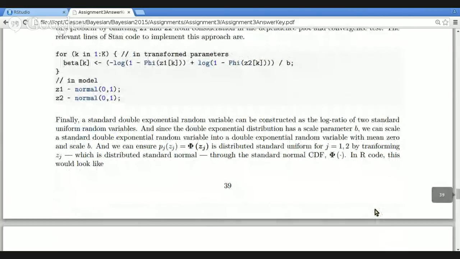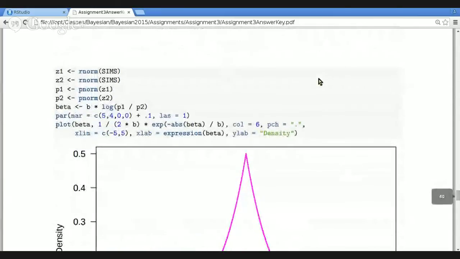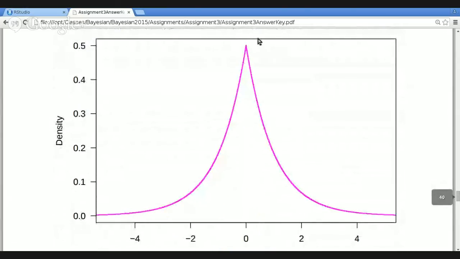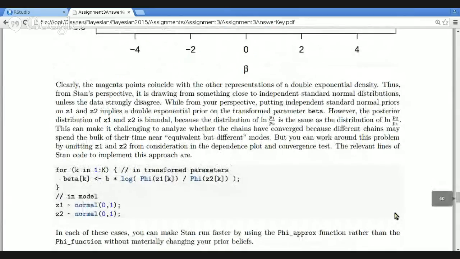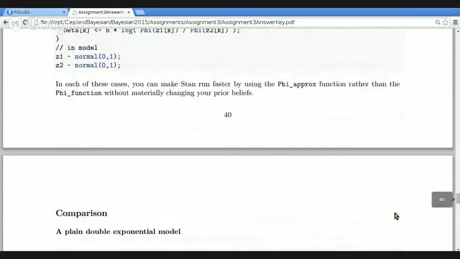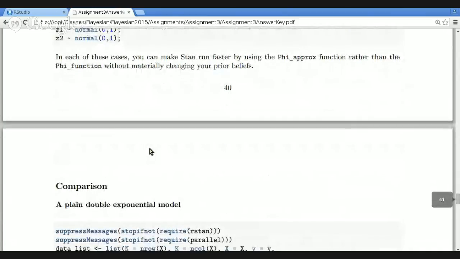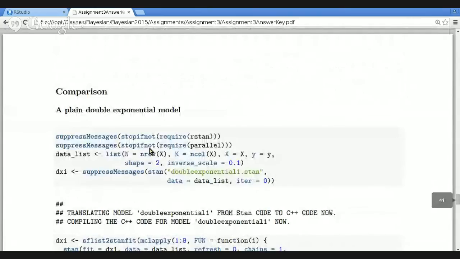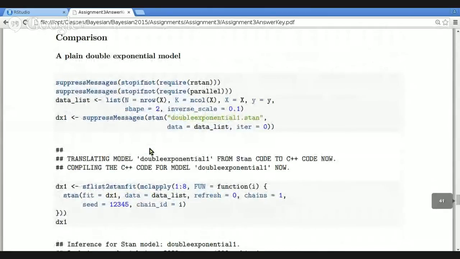Another approach is to do the logarithm of ratios of standard uniforms. So we could do that in Stan code. We get a prior density that again looks like this, and we could do all that in Stan pretty easily. So there are 5 double exponential files in the homework answer key that explain how to do each of those approaches.